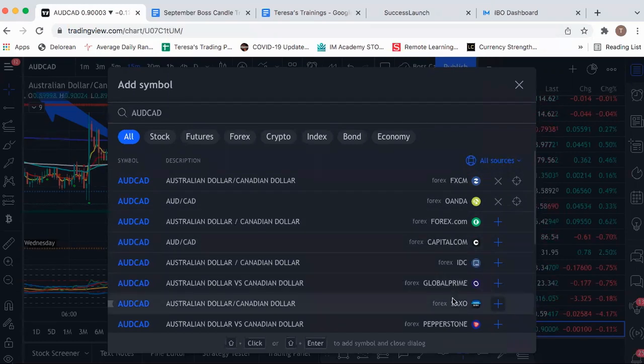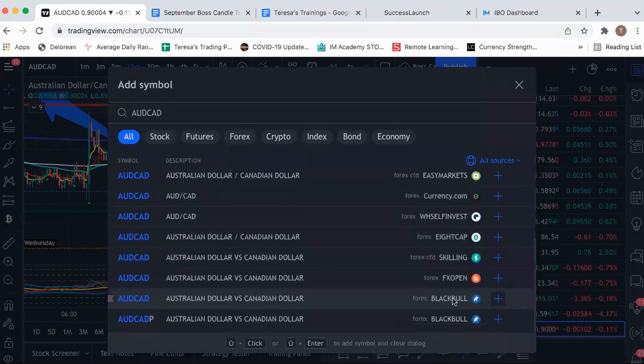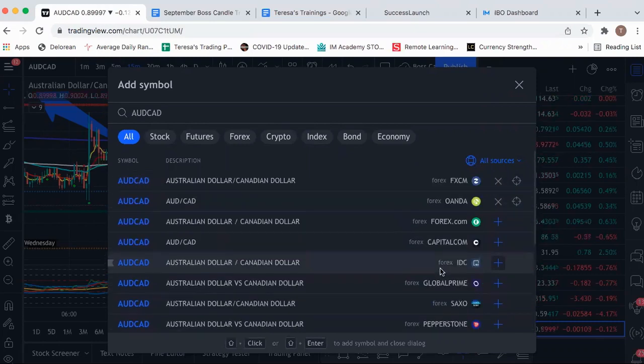Okay, I think you get the point, but there is a huge list of brokers. Oh my gosh, you have got to be kidding me. Blackbull is feeding their price to TradingView now, and now they don't serve Canadians. Oh, I wish I would have never seen that. I'm never scrolling that low again. That is a tragedy. Okay, anyways, moving on.